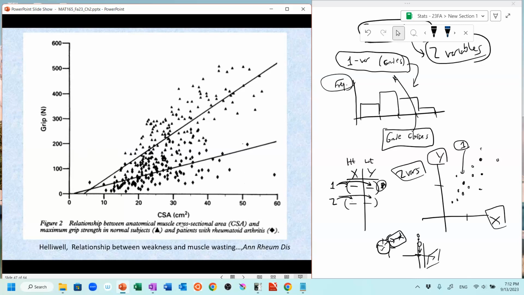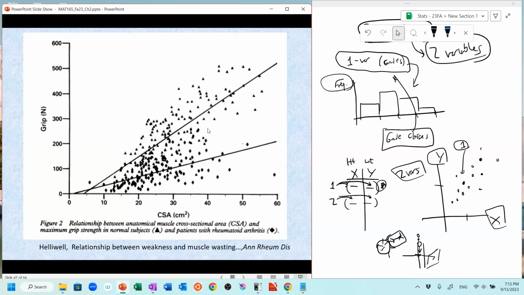And interestingly, they've also stratified these folks, right? The normal subjects have a triangle. So on the top right here, you see lots of triangles. And the RA folks are indicated with a diamond. So on the bottom here, you see more of the diamonds. So that's what this scatter plot represents.